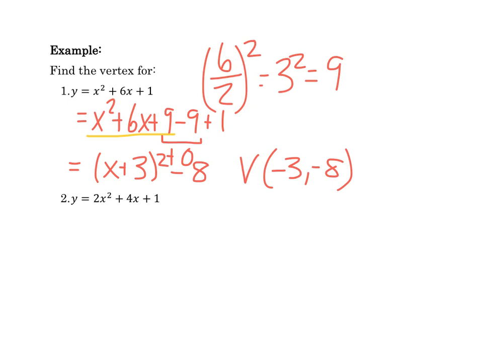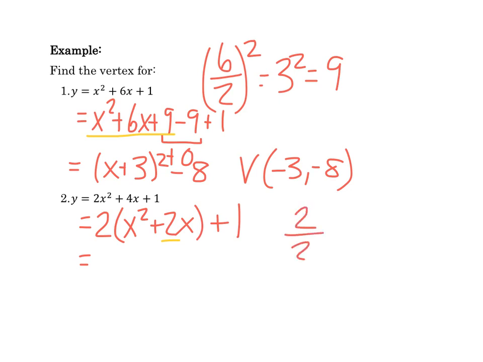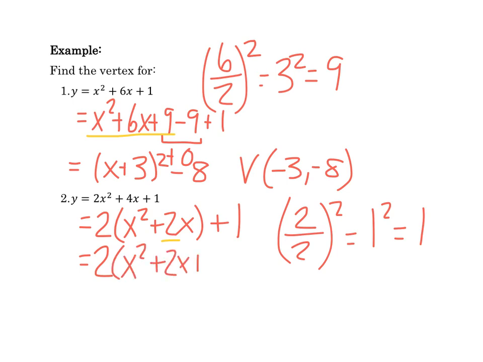When we take a look at example 2, you'll notice that the coefficient is 2 in front of the x squared term, so we need to common factor that out of both of the first two terms. So we're left with 2 times x squared plus 2x plus 1. Now we need to take half of the middle term's coefficient and square it. So half of 2 gives us 1, and 1 squared is 1. We need to both add and subtract this from our equation.